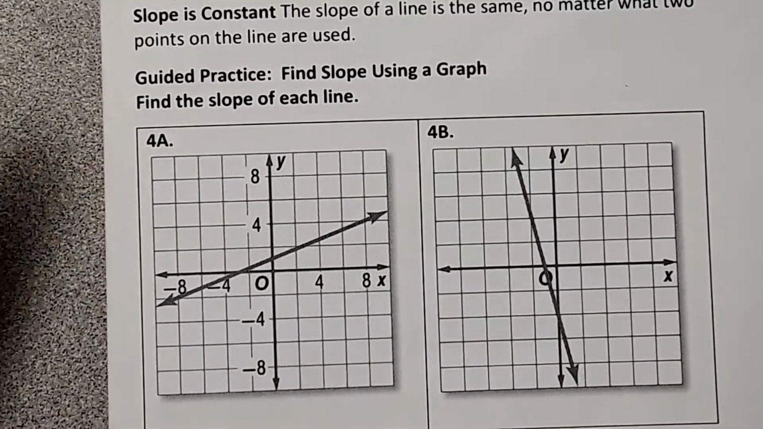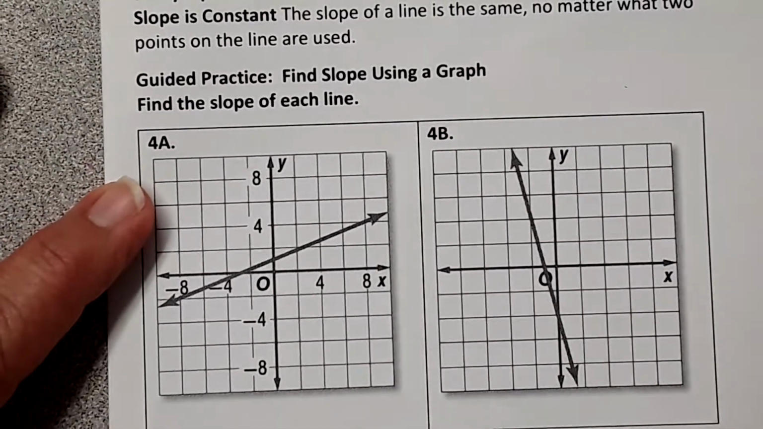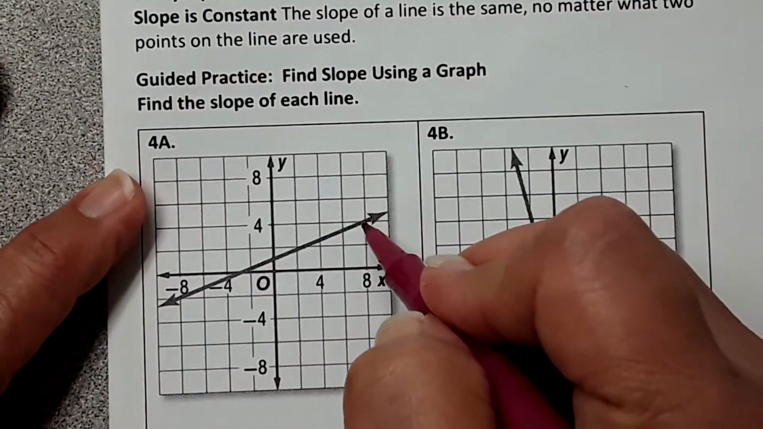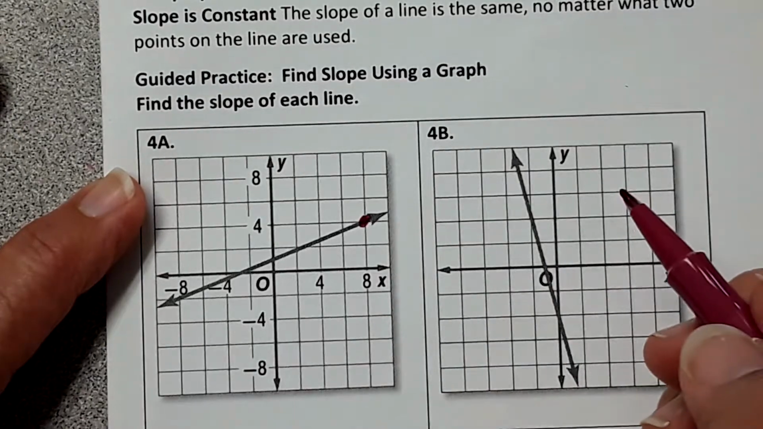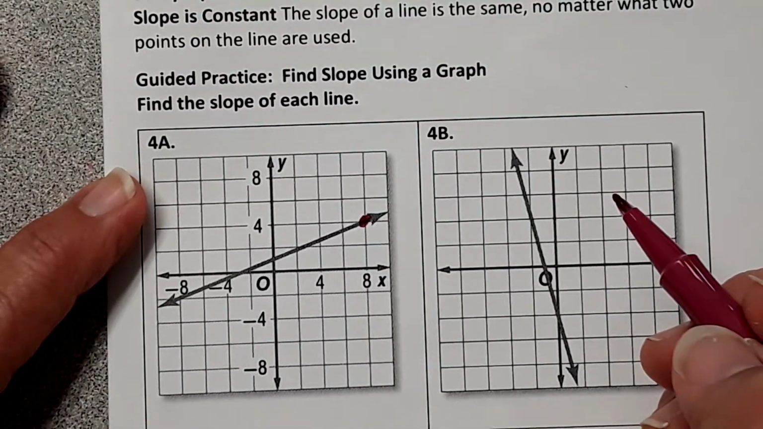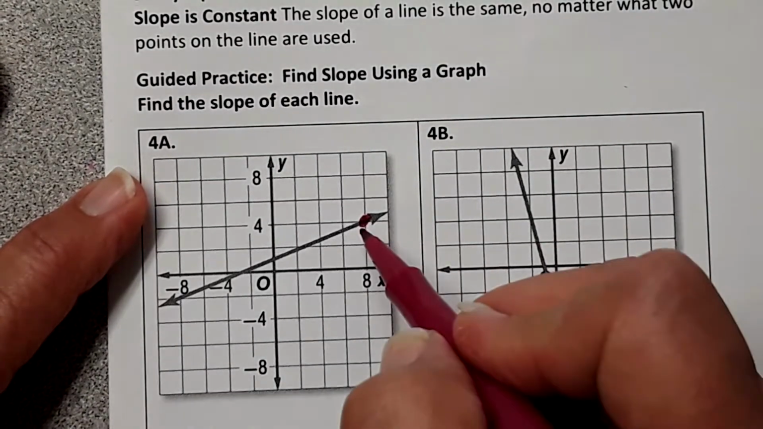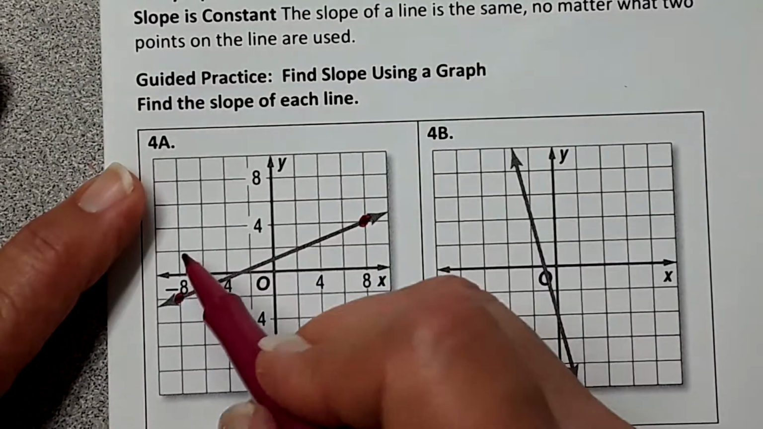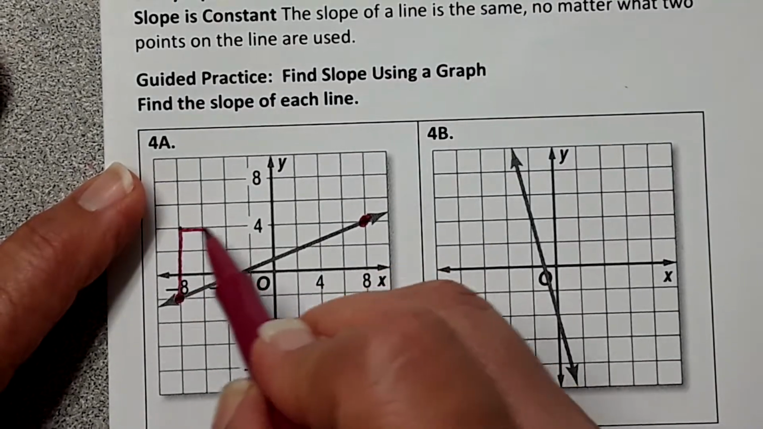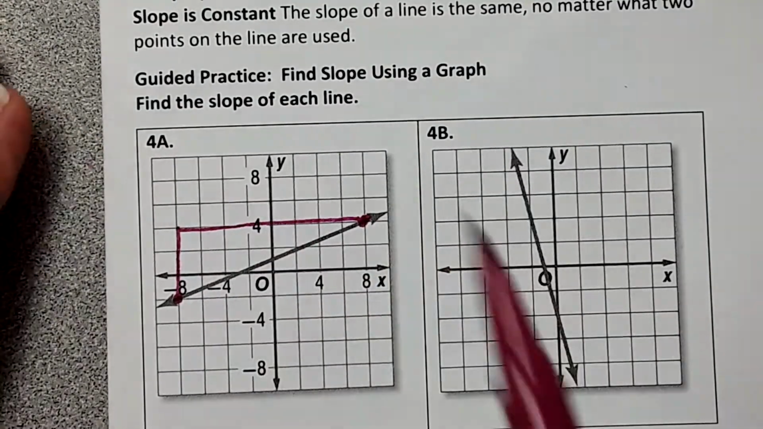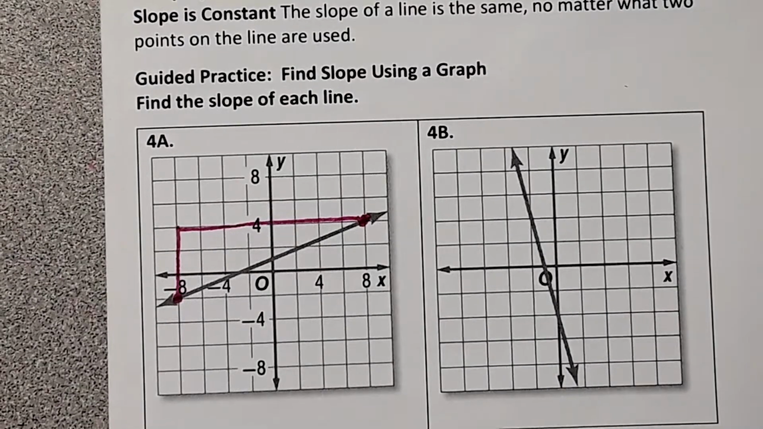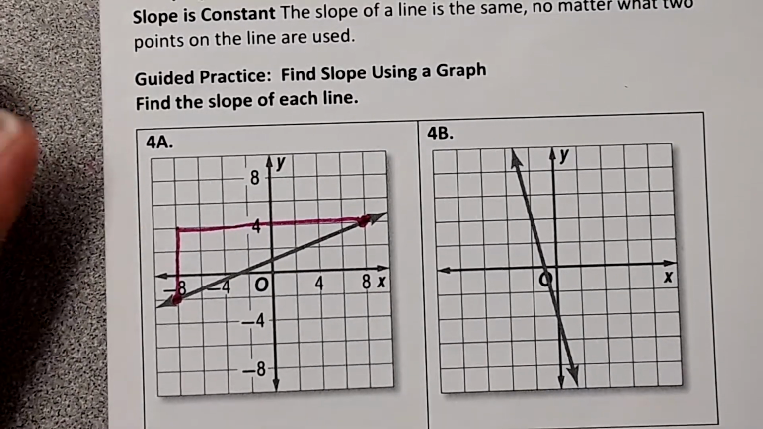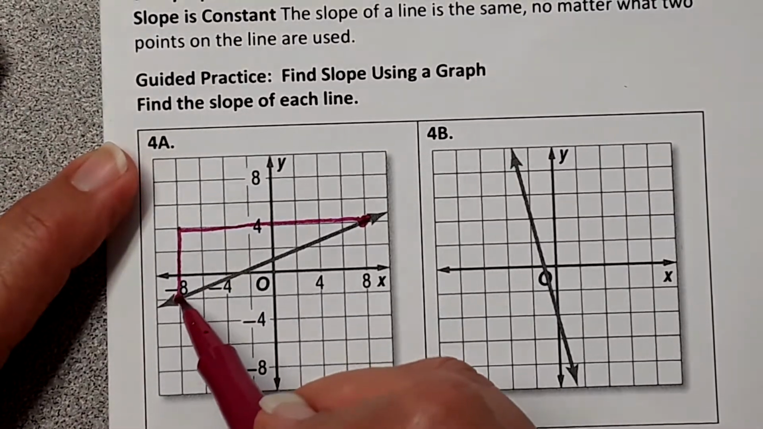Now it's asking you to find the slope. So what I do, you guys, is I find 2 points that are on the line, points that actually cross at a specific spot. That one crosses, this one crosses. So remember, when you do this, you go up or down first, then left or right. So I'm going to go up. So I'm going to start here.